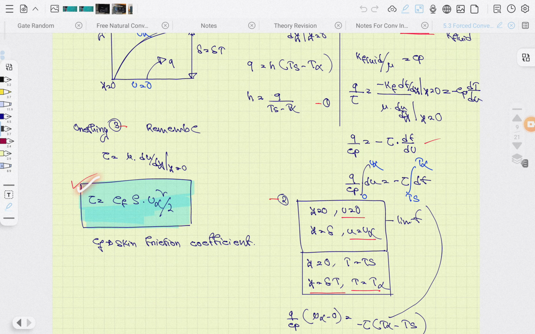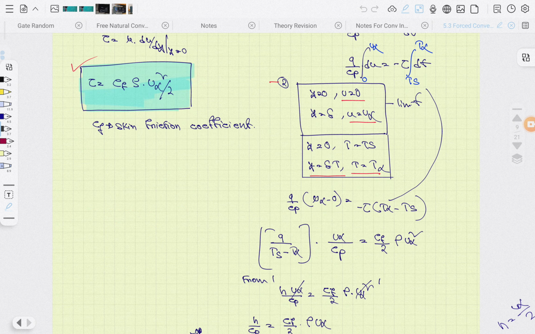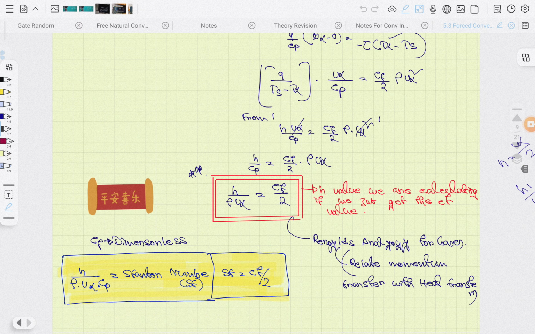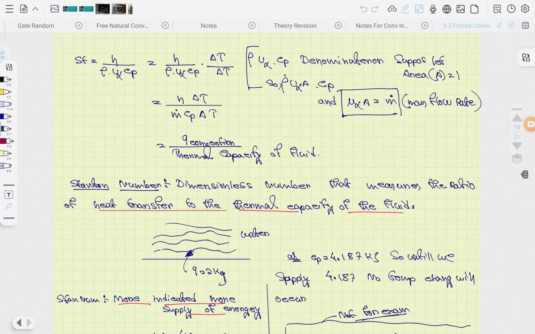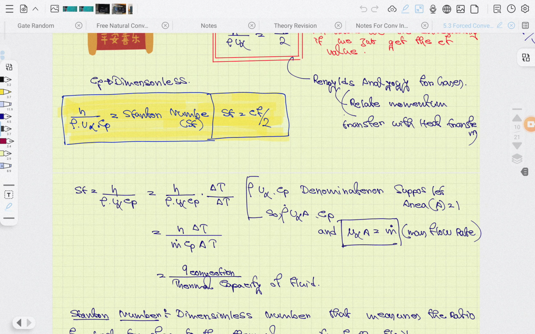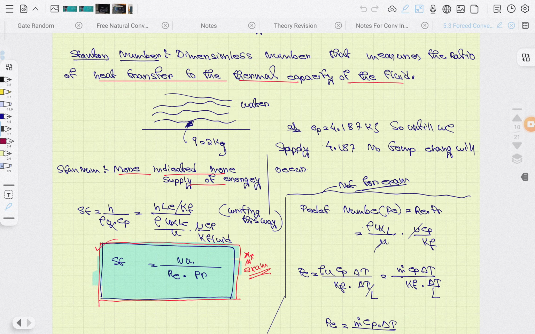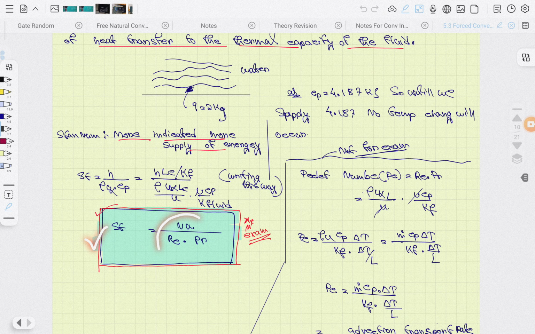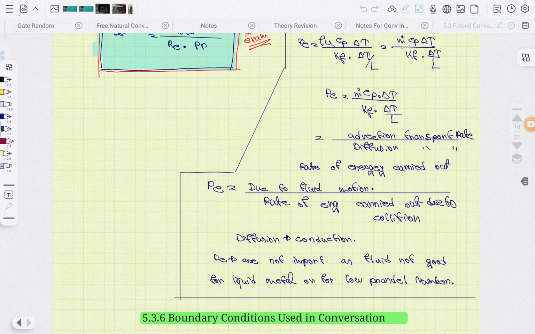Now tau equals CF into rho U infinity squared by 2. These are the things you need to see. And h by rho U infinity Cp, the Stanton number, is equal to CF by 2. Okay, the Stanton number is CF by 2, that you need to see. How is the Stanton number coming? Q convection by the thermal energy of the fluid. So h by rho U infinity into Cp is the Stanton number. You can see that it is Nusselt number by Reynolds number into Prandtl number. These are things that are really not needed for this.